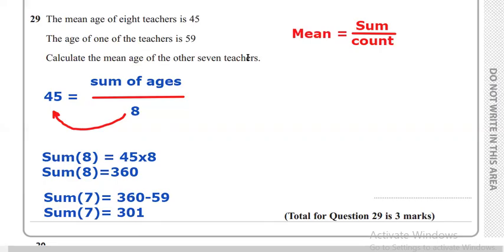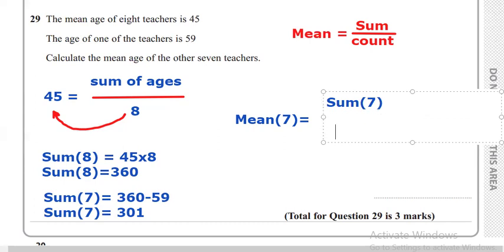Now to find the mean of these 7 teachers, I just divide the sum of 7 teachers over their count, which is 7. So here, the mean of 7 teachers will equal what? Very good. Will equal the sum of 7 teachers divided by their count, which is 7. This is the rule. Focus on the difference between sum of 8 and sum of 7. Sum of 8 means when you add the ages of 8 teachers, and sum of 7 means when you add the ages of 7 teachers. This is 8 teachers, this is 7 teachers, okay?